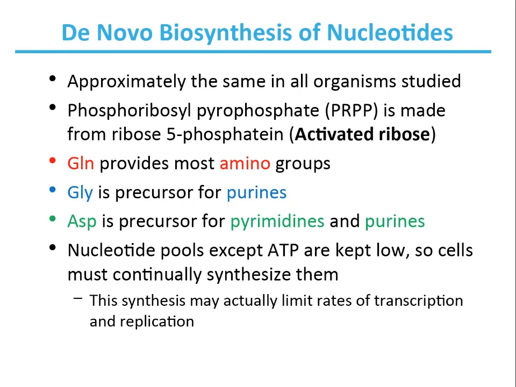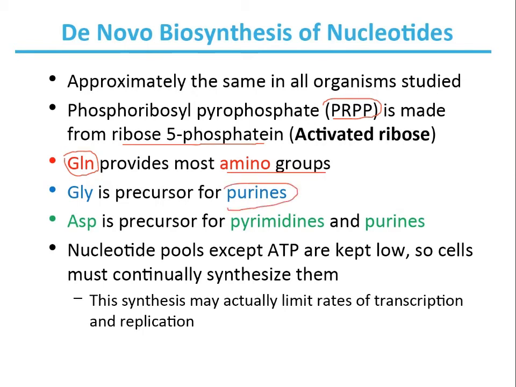De novo biosynthesis of nucleotides is approximately the same in all organisms studied. They studied different organisms and found it to be the same. Phosphoribosyl pyrophosphate is an important compound. It is made from ribose 5-phosphate, activated ribose. We need the PRPP, phosphoribosyl pyrophosphate. We need also glutamine, which provides the amino group. We need glycine, the precursor for purines.